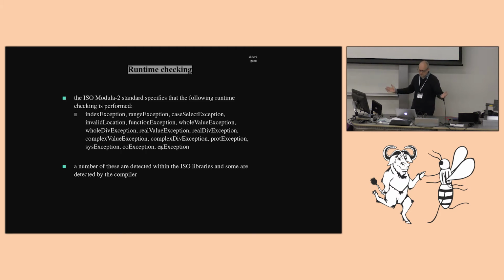Some of those are to do with libraries, but the ones I want to focus on in this talk are whole value exception and implementing that. So the other thing that the 8.4 GNU Modula-2 did, it did implement real value exception. It's a very, very trivial thing to implement. After every floating point operation, it detects whether the result generated is a NaN, and if it is, then it calls the exception handler.